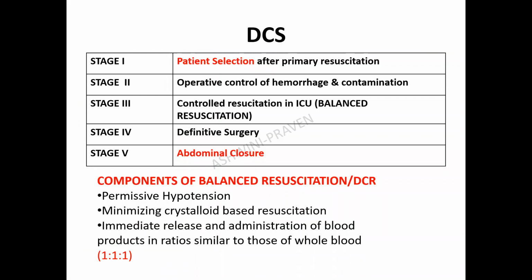So there are 5 stages of damage control surgery. Any damage control surgery for any purpose you are doing, it consists of 5 stages. First stage, immediately select the patient and immediately resuscitate. That is called primary resuscitation. So quickly, maximum half an hour, you have to resuscitate the patient as much as possible with minimal crystalloids or blood products.